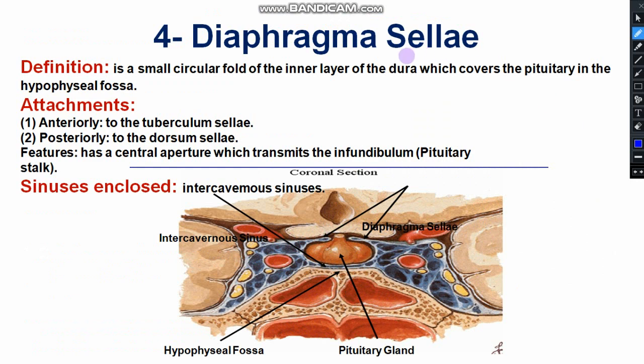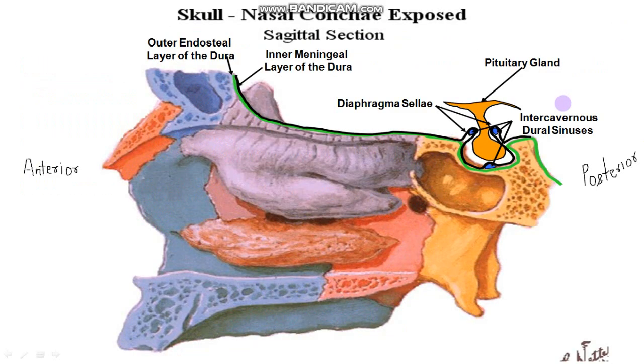Diaphragma sellae. Sella is the depression in the sphenoidal bone, and this depression is to lodge the pituitary gland. You can see this diaphragma sellae here. This is the nasal concave, and this is an anterior aspect, where this is the posterior aspect. So this green color and this is the black color.